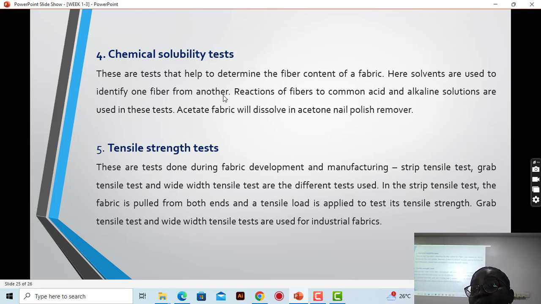When you pour these chemicals or solvents onto the fabric, solvent meaning the thing is liquid, it will behave in a certain way. The way it behaves will tell you what particular fiber it is made from. So reactions of fibers to common acid and alkaline solutions are used in this test. Acetate fiber will dissolve in acetone nail polish remover. This is just an example.